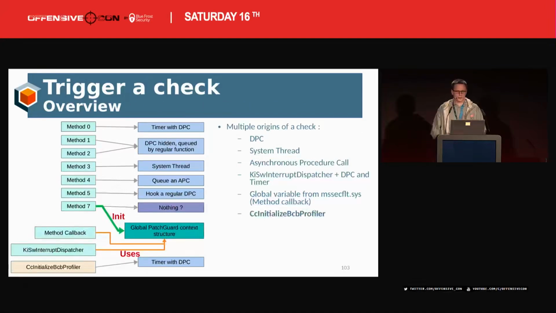So one last method to describe is the CcInitializeBcbProfiler. In this case, there are two almost identical routines, which will basically check, as I said, only one function per boot. So the check is done by itself, and then it will go to sleep by waiting on an object or delaying or a simple sleep.